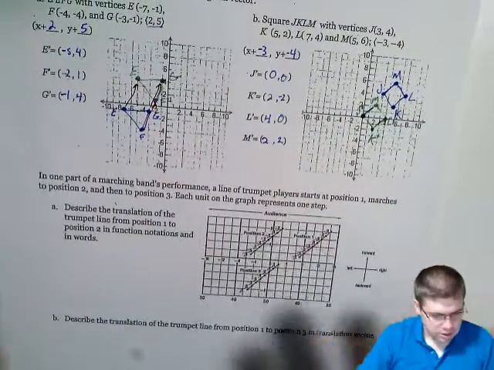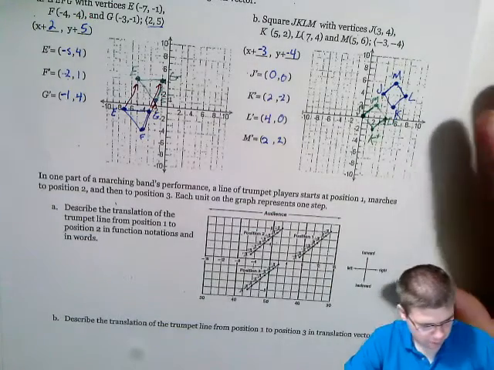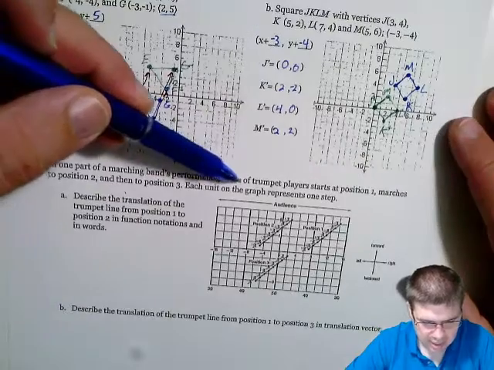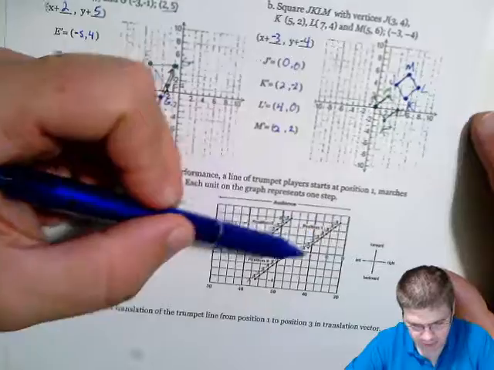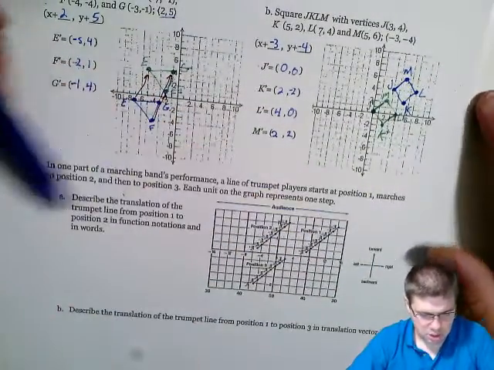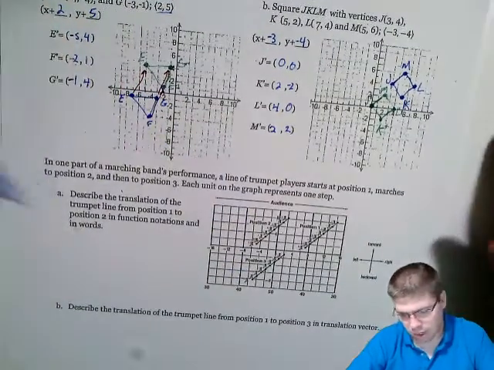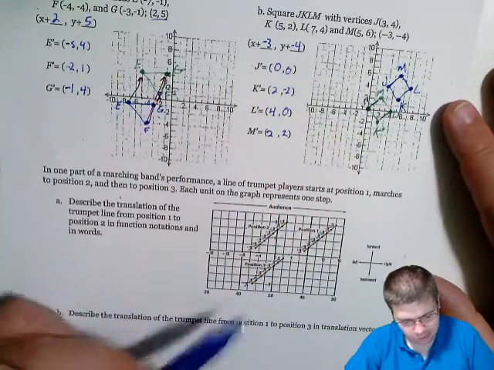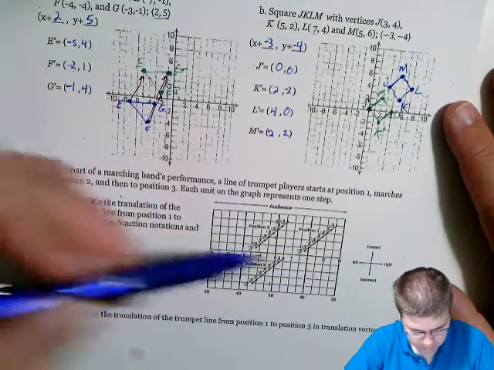All right. So this one is an interesting application of this. In one part of a marching band's performance, a line of trumpet players starts at position 1 over here, so we have a line of points. That's our image that we're starting with. They start at position 1, march to position 2, and then to position 3. Each unit on the graph represents 1 step, so this is them stepping. Apparently we have the 50-yard line, 40, 30, and each unit is a full step.